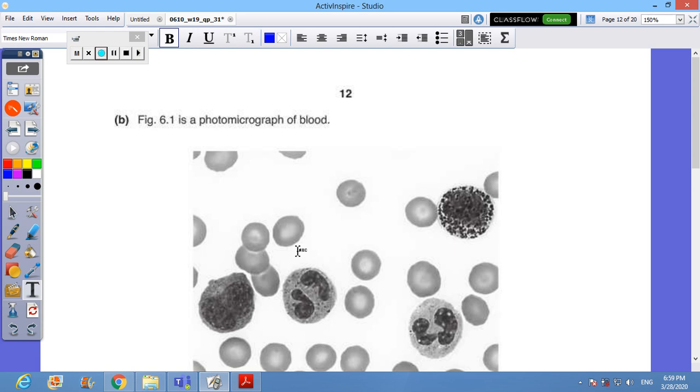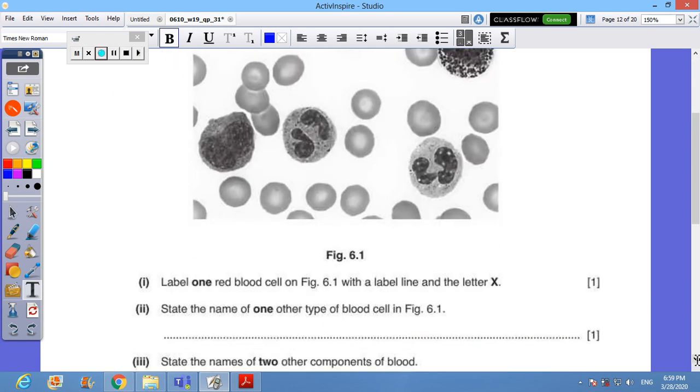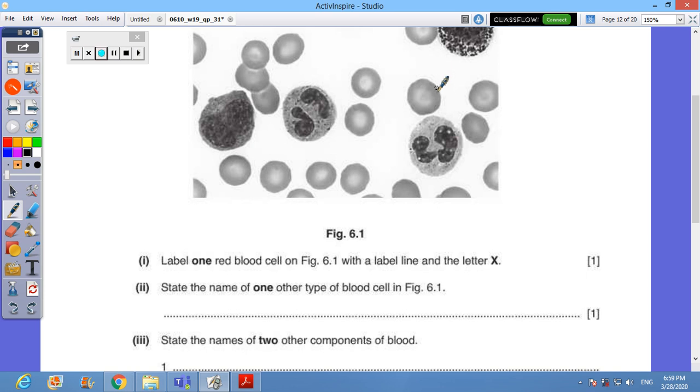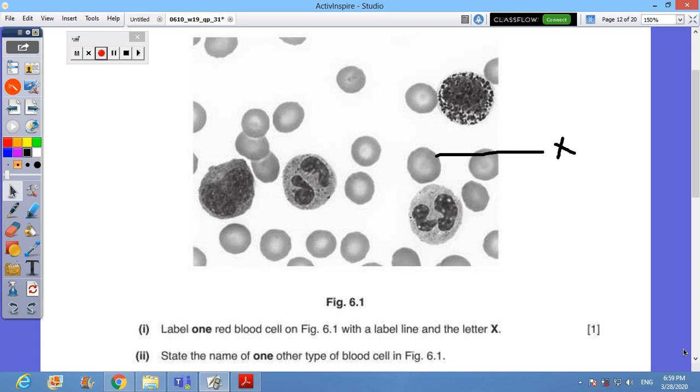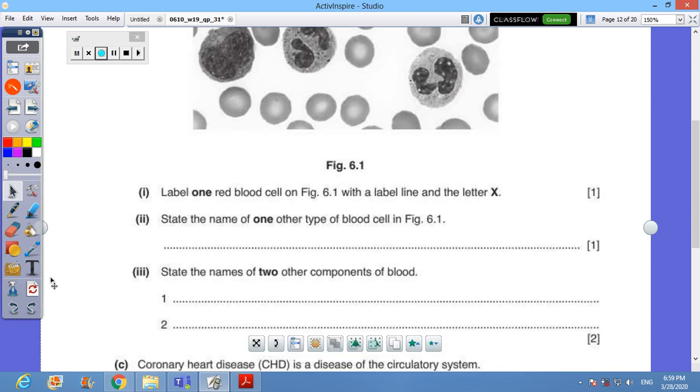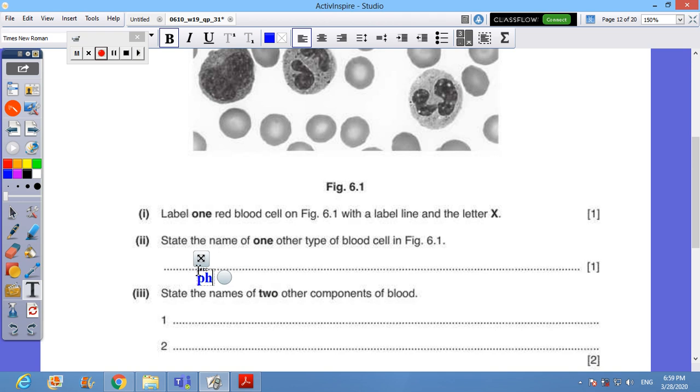Now we come to part B. Figure 6.1 is photomicrograph of blood, means a real picture under the microscope. Label one red blood cell on the figure 6.1 with a label line and the letter X. Again, a red blood cell. So I can use this tool and I can label this X. This is a correct answer. State the name one other type blood cells in the figure 6.1. I can see here a phagocyte. So a phagocyte could be a proper answer. So I will write here phagocyte.